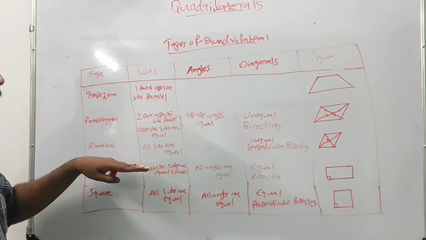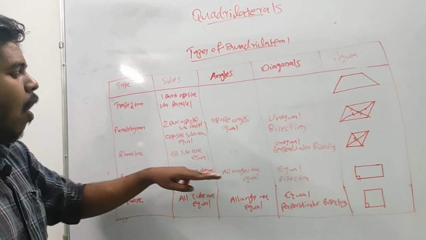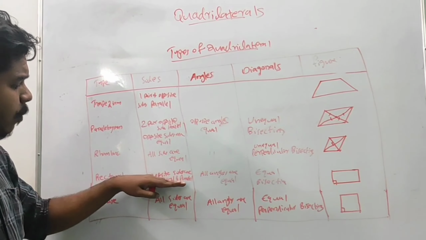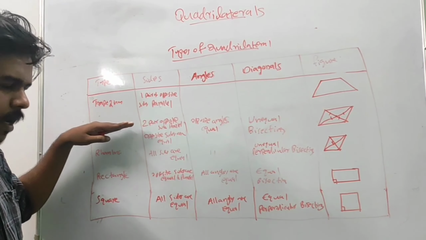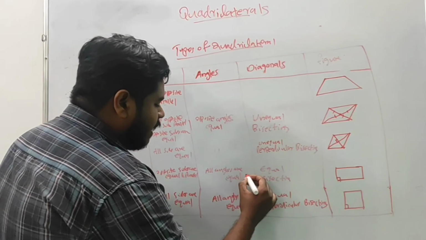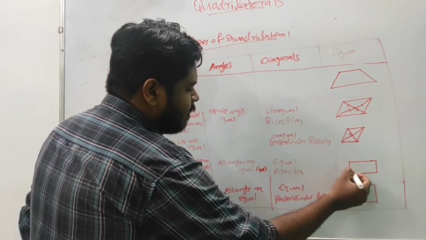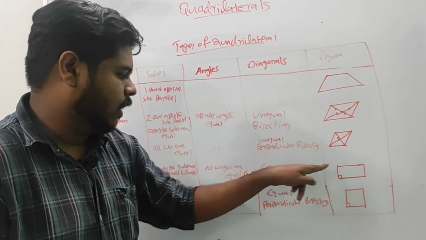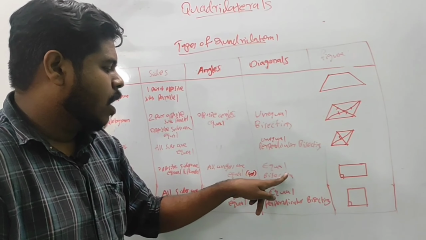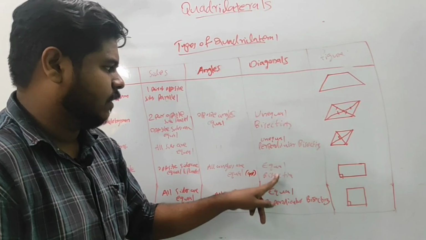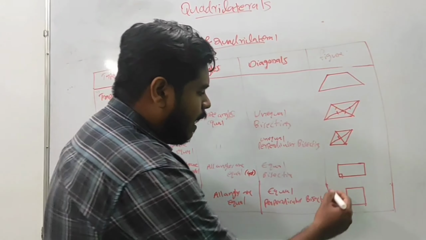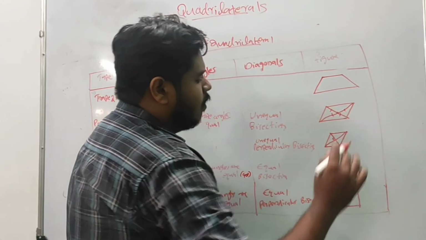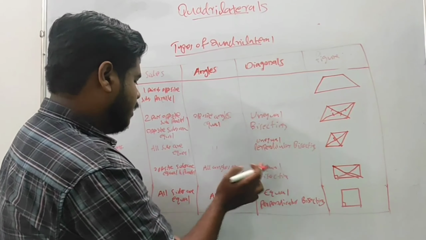Then we have the rectangle. A rectangle is also a parallelogram having all angles equal. So opposite sides are equal and parallel, like a parallelogram. All angles are equal and each angle is 90 degrees. Then the diagonals are equal and bisecting. The lengths of the two diagonals will be equal in the case of a rectangle, and they are bisecting just like a parallelogram.